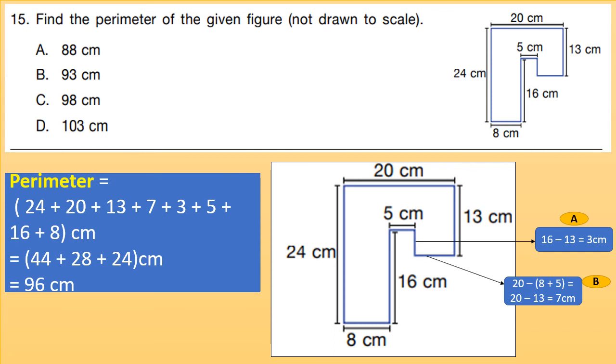Now perimeter equals to 24 plus 20 plus 13 plus 7 plus 3 plus 5 plus 16 plus 8 centimeter, which is equals to 44 plus 28 plus 24 centimeter, which is equals to 96 centimeter. So here the option C is 96. It's wrong.